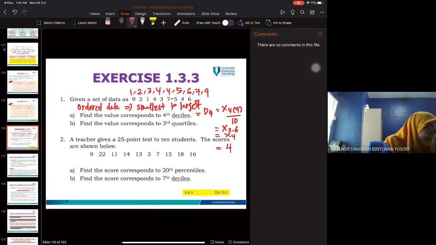Coincidentally you have 4. Next, find the value corresponding to the third quartile, meaning we need Q3. A teacher gives a 25-point test to 10 students. The scores are shown below. Find the score corresponding to the 20th percentile, so we need P20. And here is a D7.